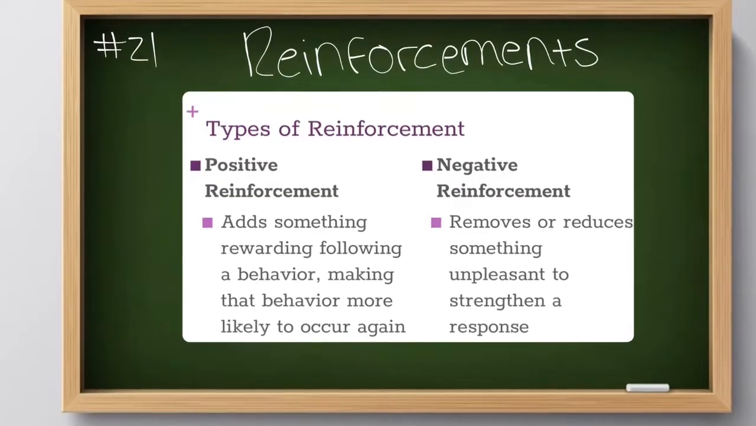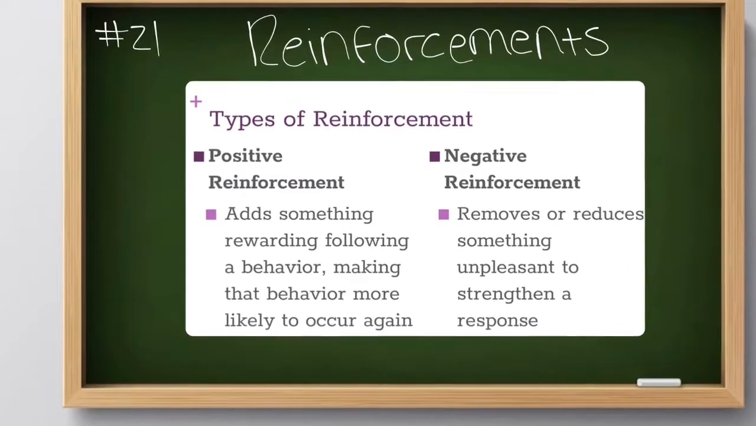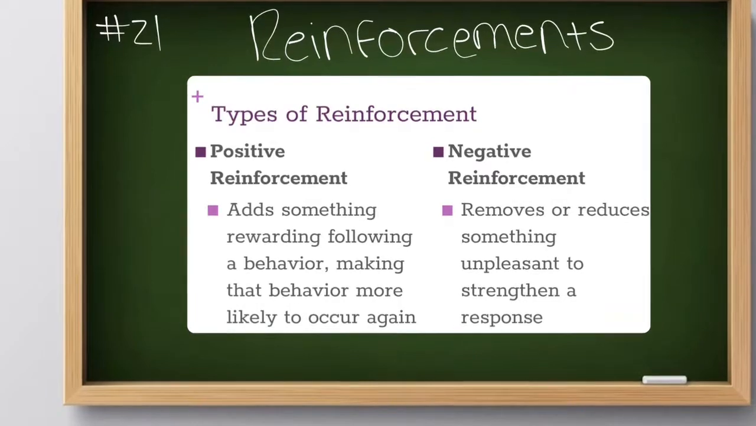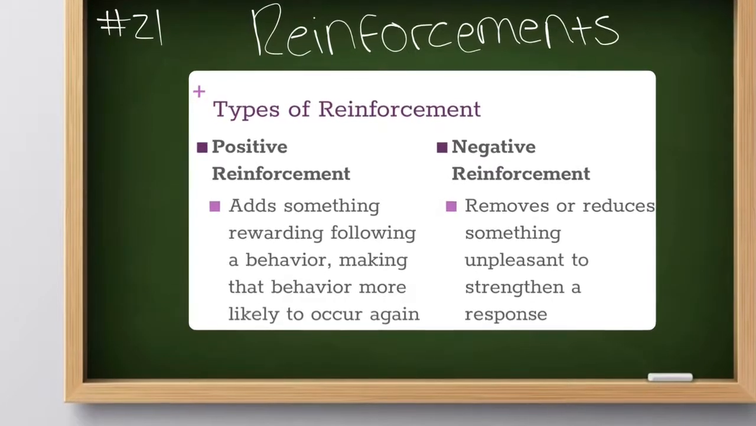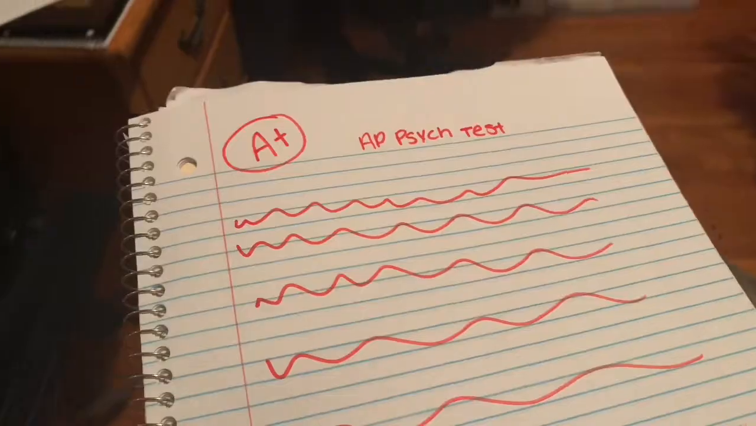Okay, now that we know the 2 elements that come with operant conditioning, we should break them down into different types. With reinforcements there are 2 types, and with punishers there are 2 types. Let's start off with the 2 types of reinforcements: the positive one and the negative one. Positive reinforcement adds something rewarding following a behavior, making that behavior more likely to occur again. Whereas negative reinforcement removes or reduces something unpleasant to strengthen a response. Now I will show you guys an example clip of what these 2 reinforcements look like.